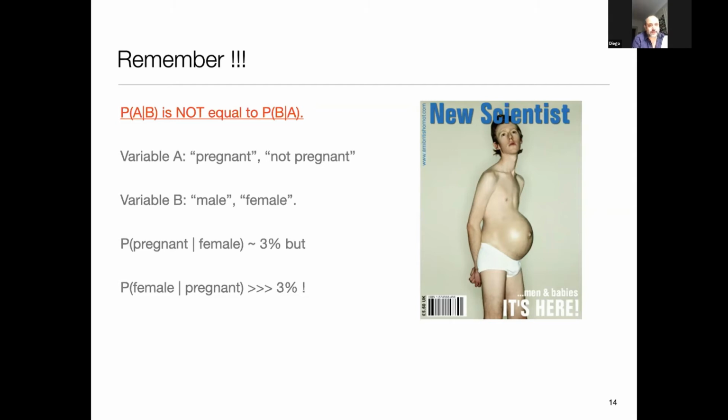because the probability of being pregnant, given that you are a female, I mean, it varies across countries, etc., but you can take it as a few percent, maybe 3%. But of course, the probability of being a female, given conditional to the fact of being pregnant, is of course much higher than 3%. Okay, I hope that makes it clear.